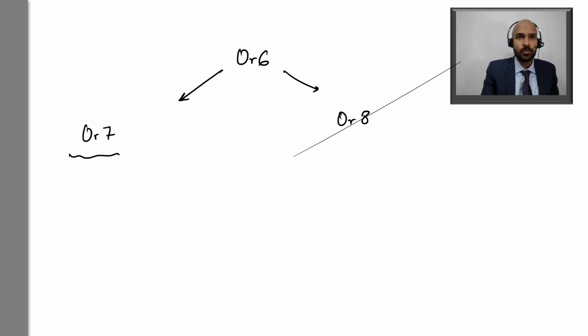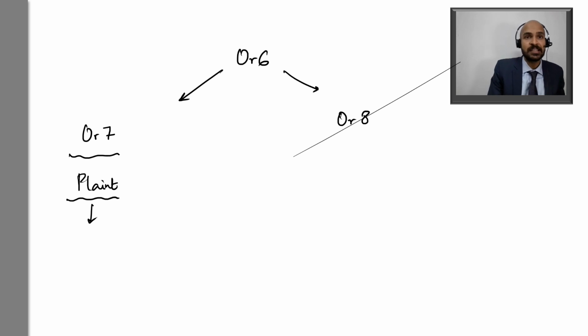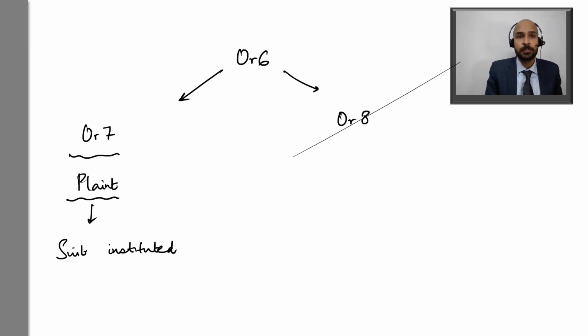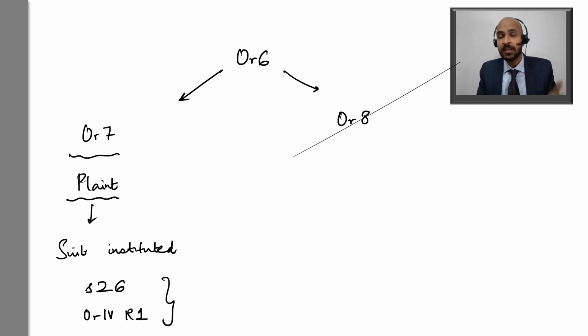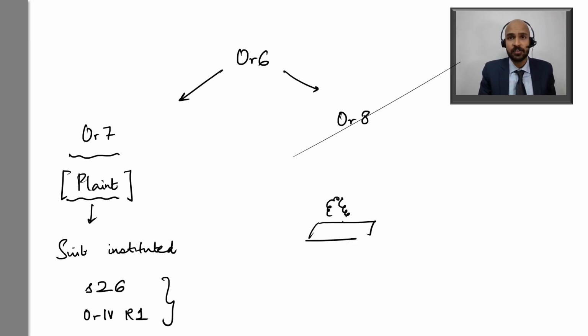Now it's important for you to know that it is through the plaint that the suit is instituted, right? So the suit is instituted by the presentation of the plaint, and this is something you can see in section 26 of the CPC and also through Order 4, Rule 1. The suit is instituted by the presentation of the plaint. Now you should understand that the plaintiff is the person who approaches the court, right? So like I said, you have the court. Okay, let's think of this as the court.